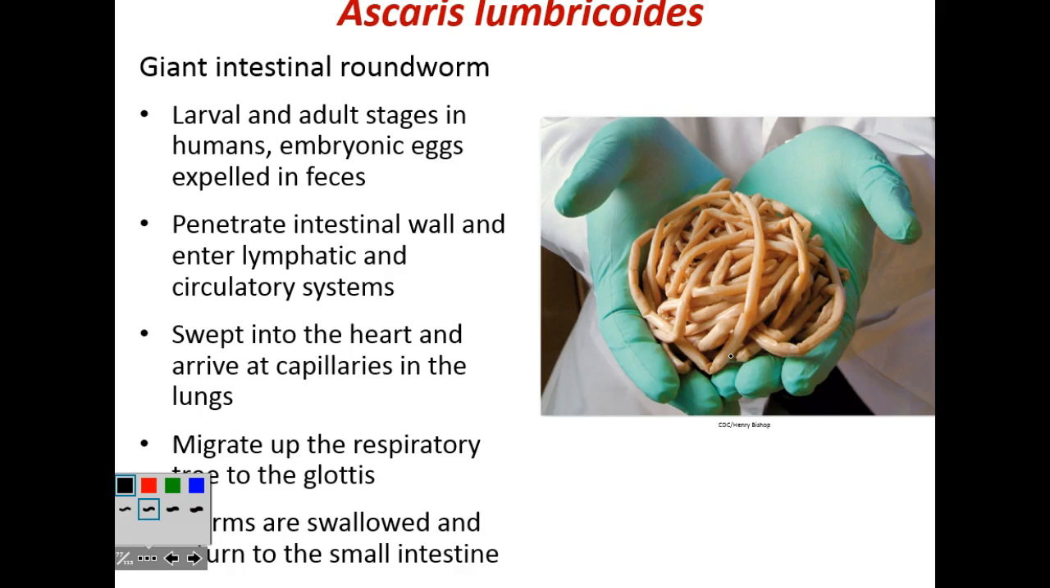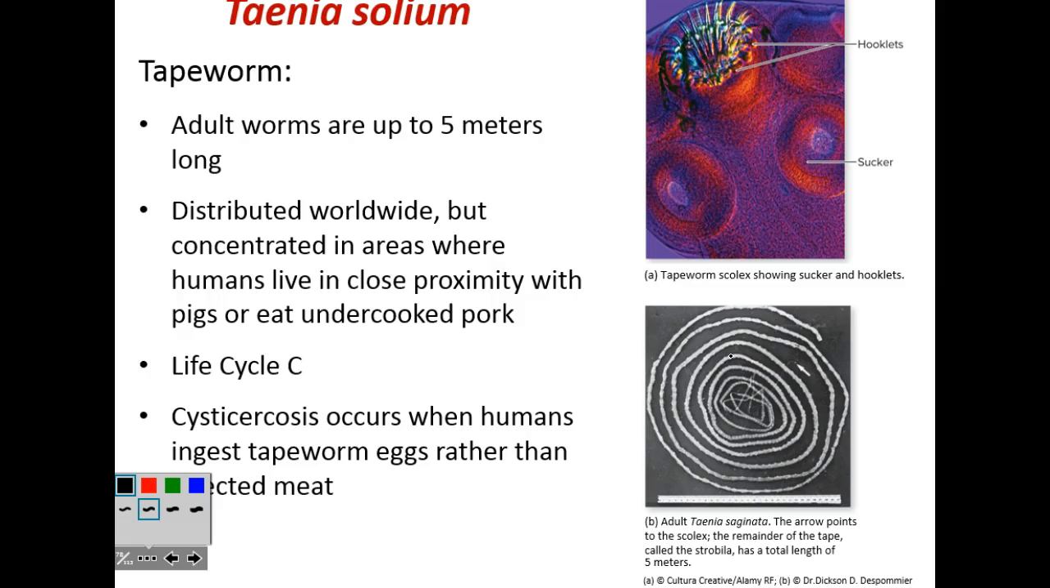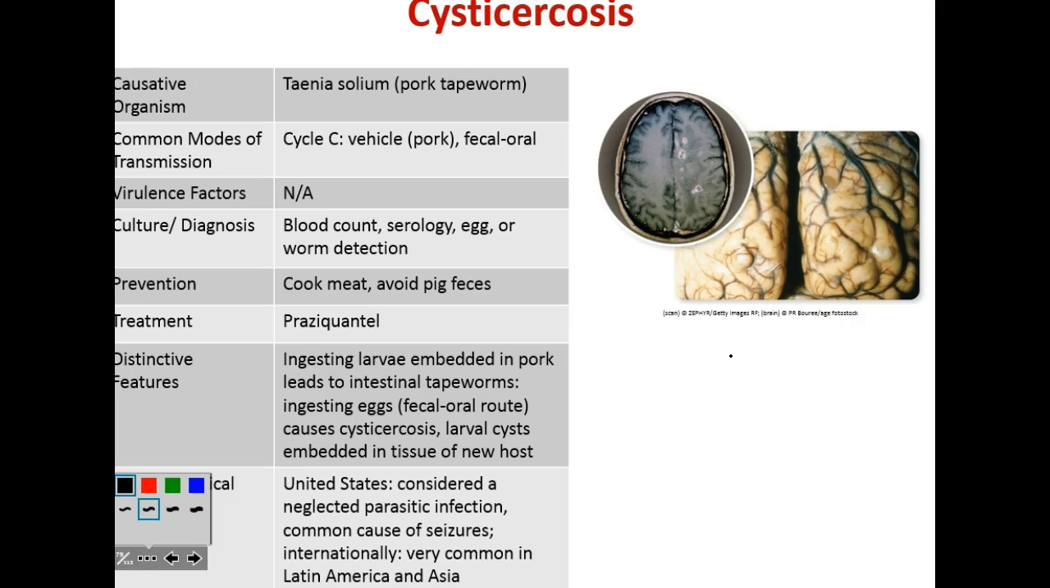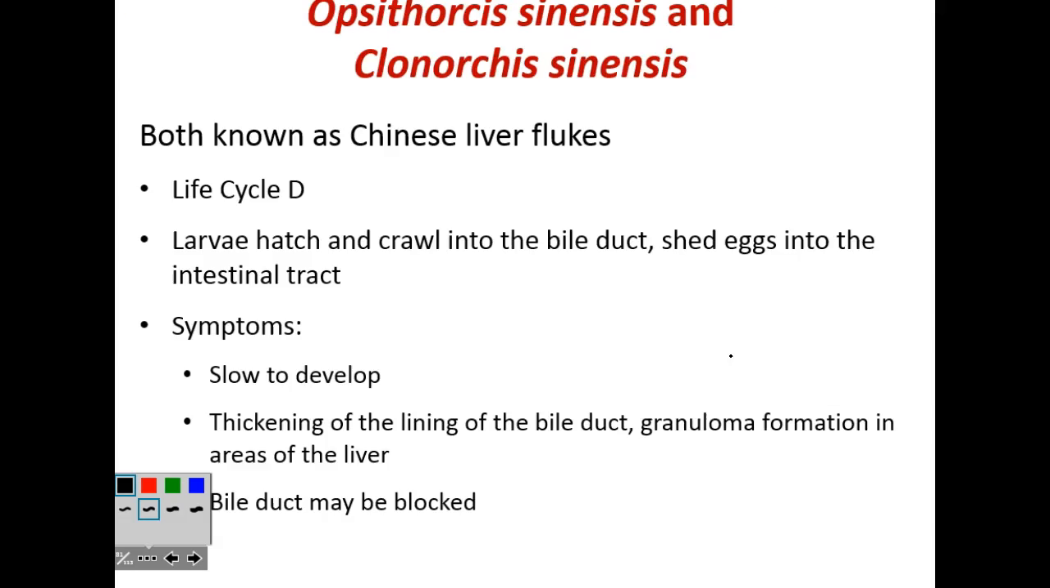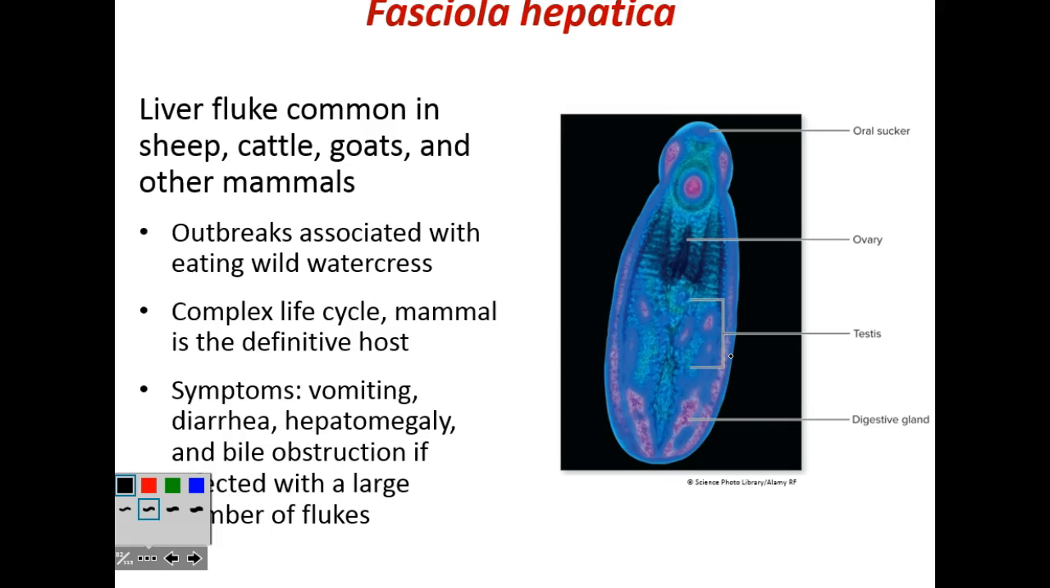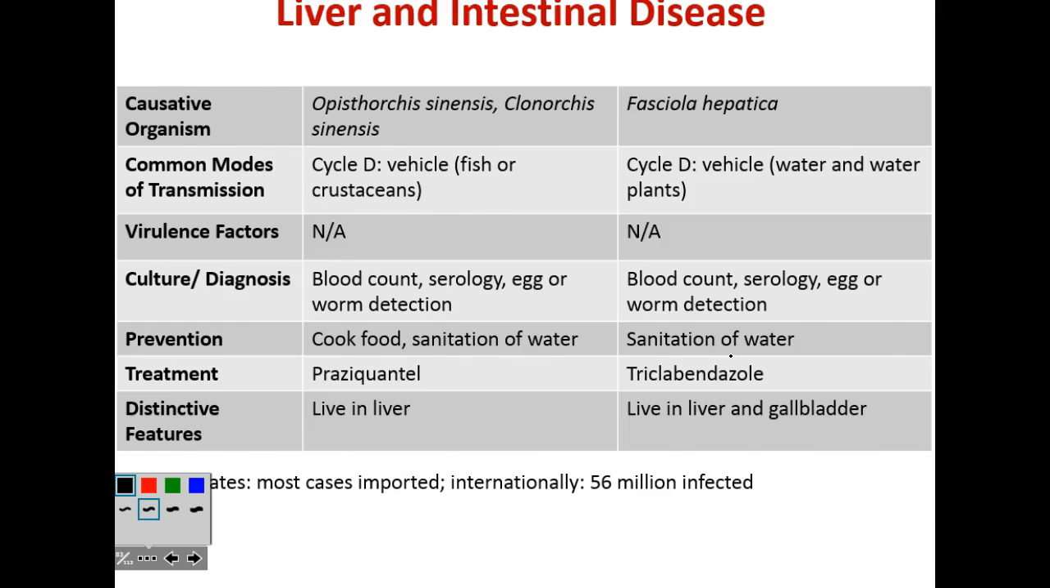Ooh, look at that one. That's a giant intestinal roundworm. Do you think one of these could be pulled out of you? You're not saying anything. Here's a tapeworm. Cystic cirrhosis. Fasciola hepatica. It's a liver fluke, common in sheep, cattle, goats, and other mammals.